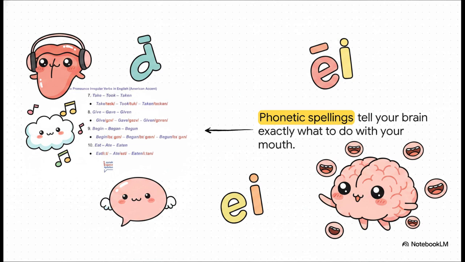Take verbs like take, took, taken, or eat, ate, eaten. Seeing the actual phonetic breakdown helps you completely bypass those confusing letters on the page and tells your brain exactly what to do with your mouth to get that perfect American accent pronunciation.